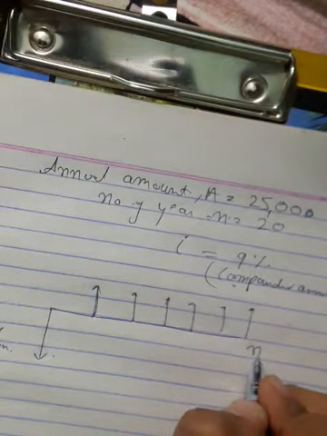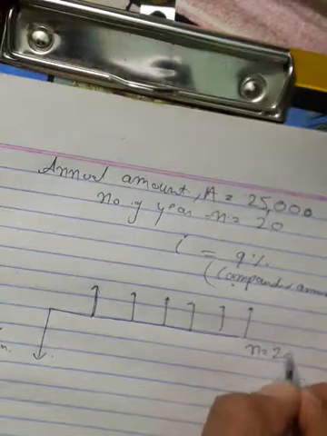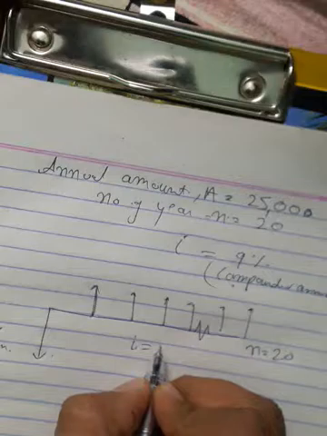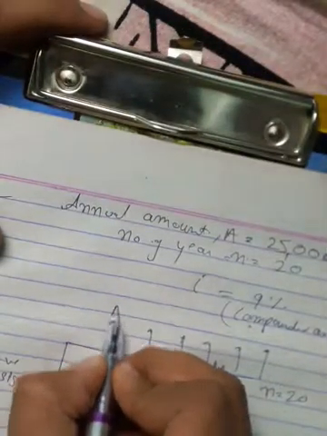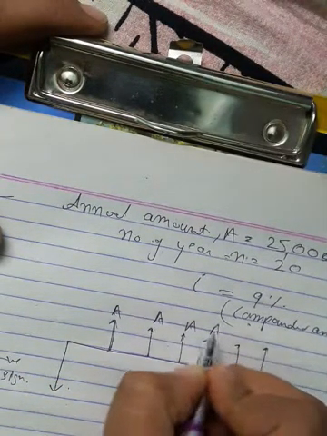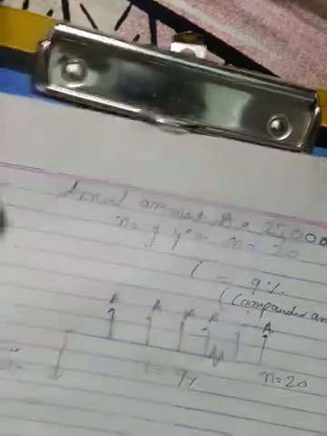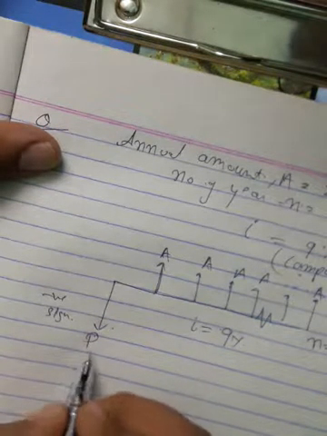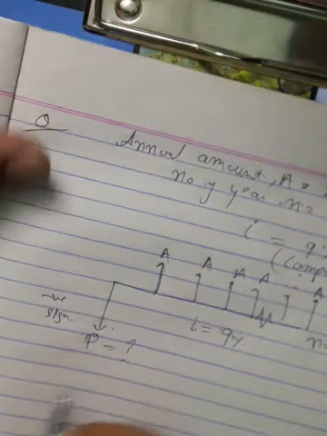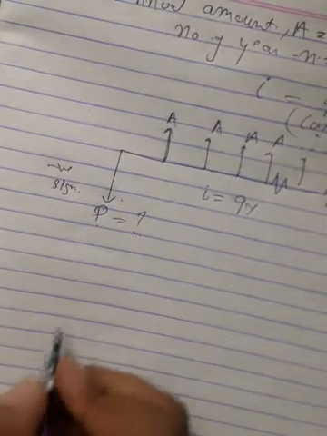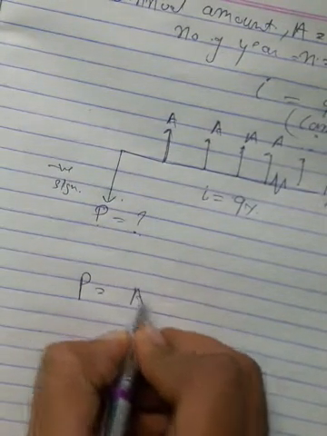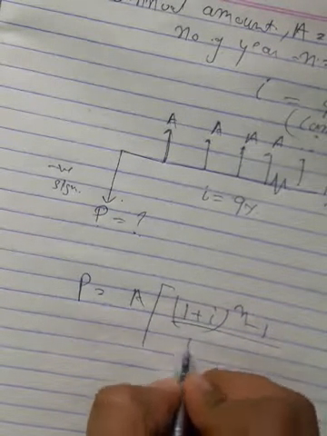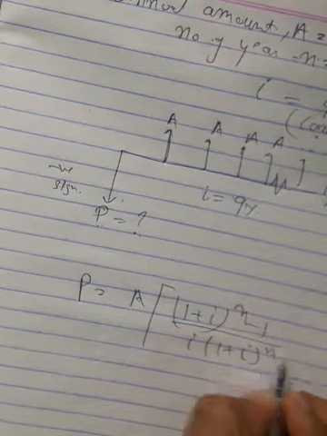For n number of years, n is 20, in this format. I is 9%, and the same amount A you are going to get every year, so write it as A here. This is the present amount that you need to find, equal to question mark. You have the formula that P is given by A times (1 plus I) to the power n minus 1, divided by I times (1 plus I) to the power n.